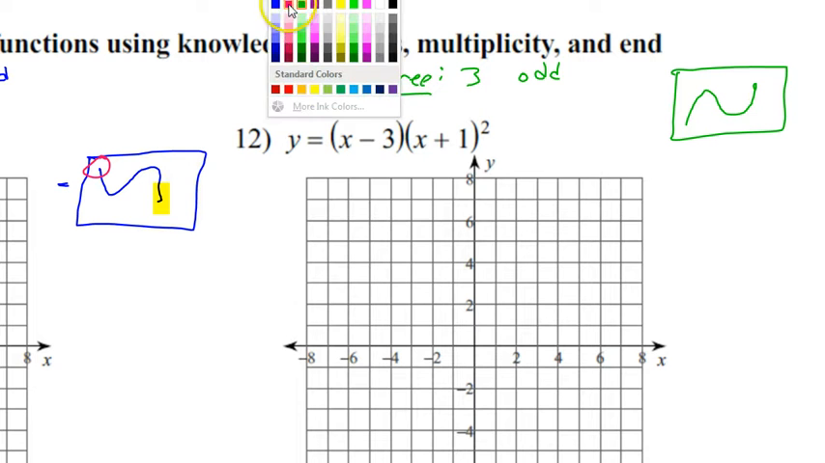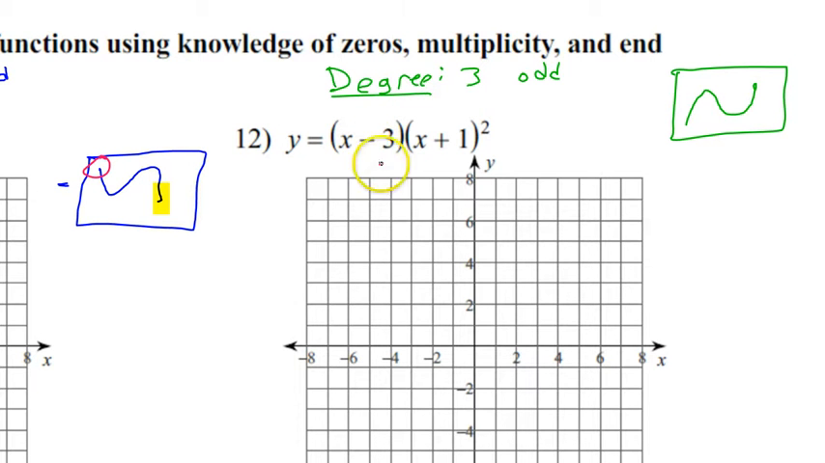Let's see, where are my zeros at? So my zeros are at positive 3, because of the negative 3 here. This one should just go straight through, right? Because there's no exponent. And then I'll have a 0 at negative 1 because of the plus 1. And this one should be a bounce. So I'm looking to have a bounce here at negative 1. And it should go straight through at the 3.